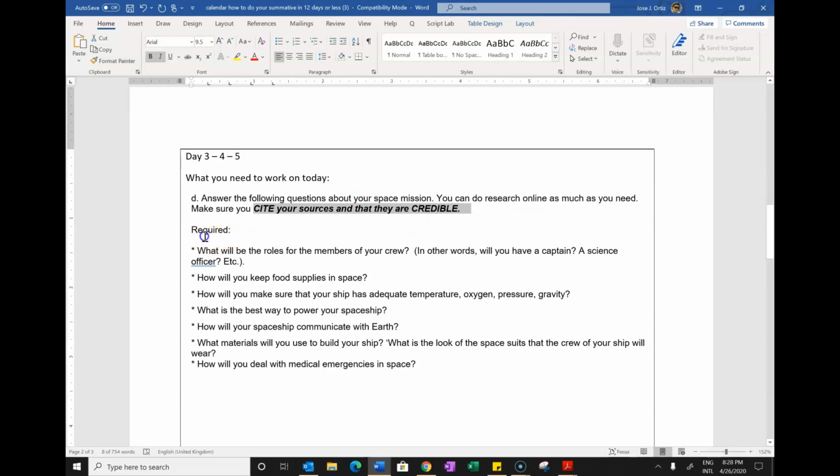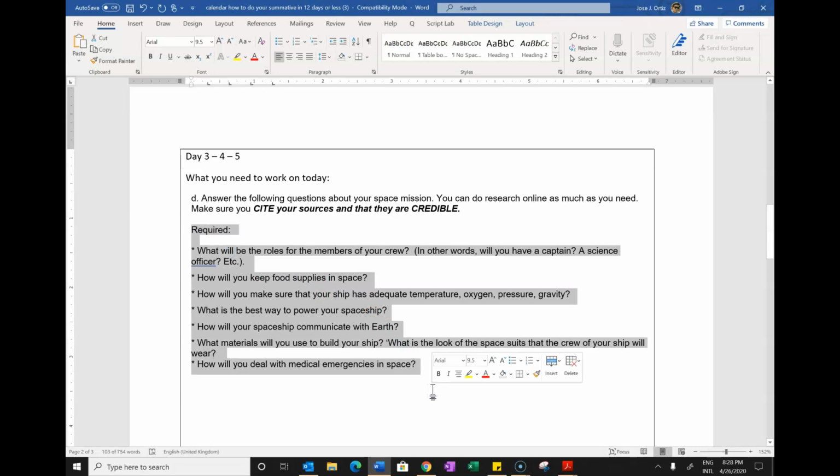Now, required. These are the items that are required for everybody to answer in their assignment. Number 1, what will be the roles for the members of your crew? In other words, will you have a captain? Will you have a science officer? Will you have an engineer? Will you have a communications expert? Will you have a security agent, security contingency, etc.? When I say roles, I mean the positions, the ranks, and the posts that the members of your crew will occupy.